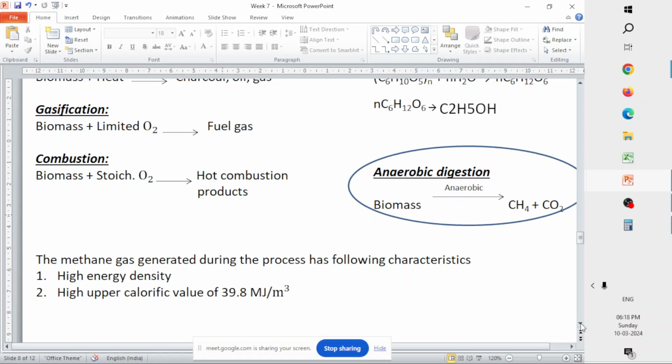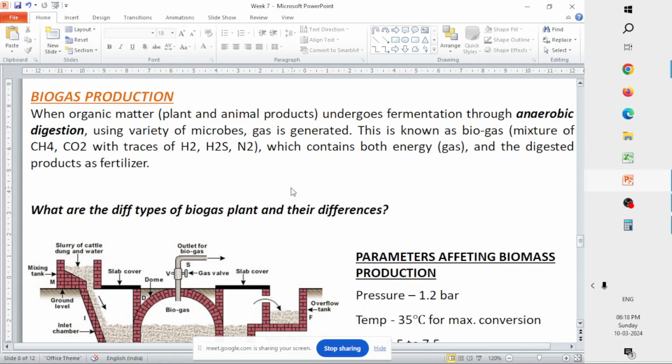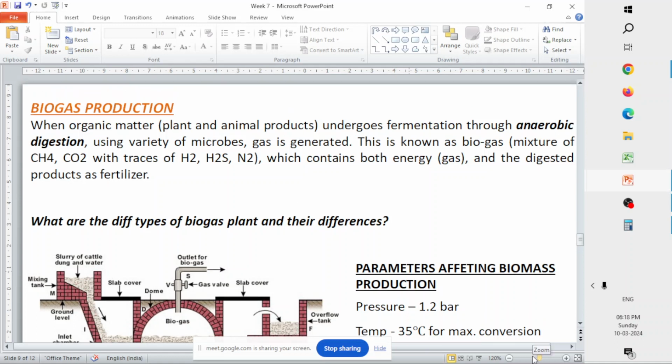Then let's move to the next slide. Yeah, so biogas production. We discussed this previously. If you see in the last slide, what is biogas production? It's nothing but the organic matter, as I described the process previously. The organic matter undergoes fermentation through the anaerobic digestion process using a variety of microbes, and the biogas is generated.